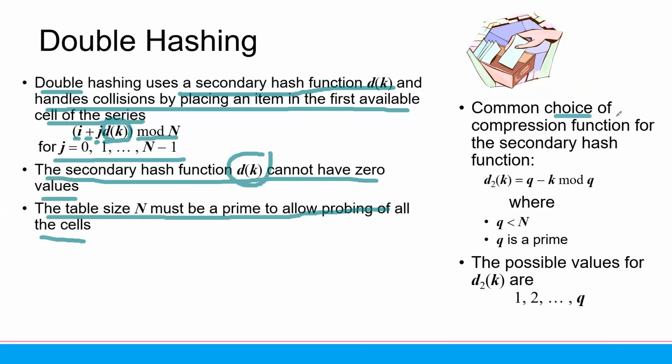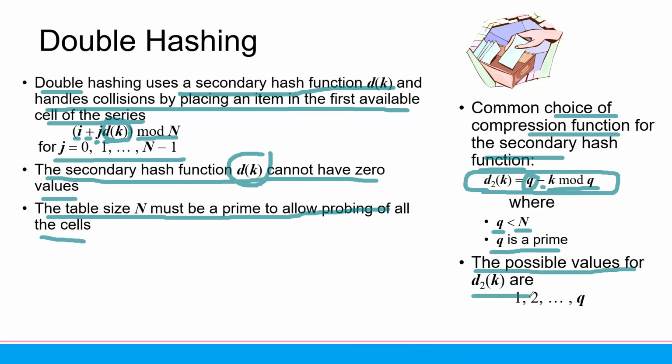The common choice of compression function for the secondary hash is this one. This is the most common function, which is q minus (k mod q). And q will be less than n, and q is a prime. The possible values for d2(k) are 1, 2, until q.